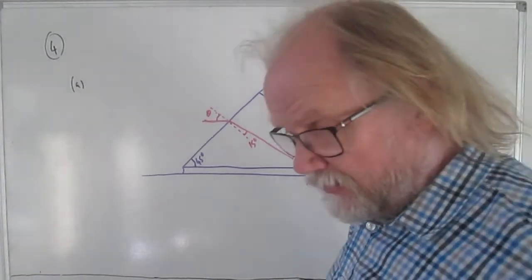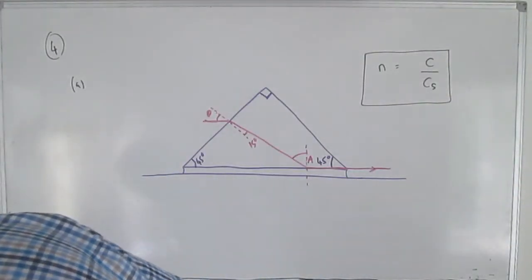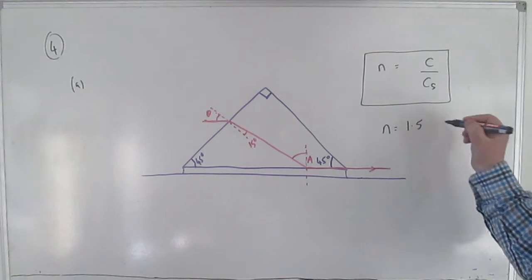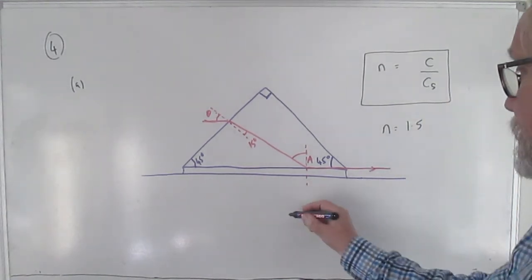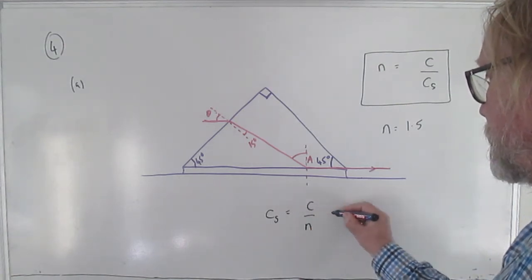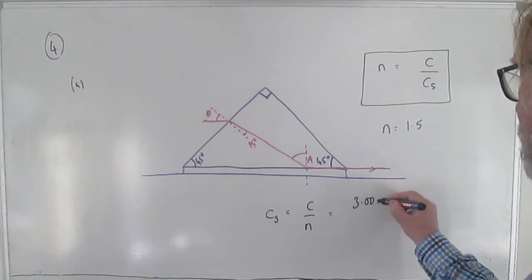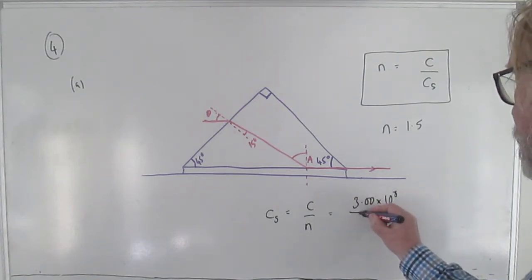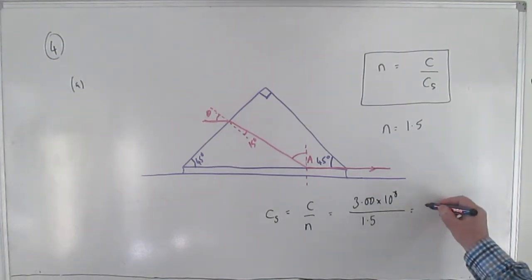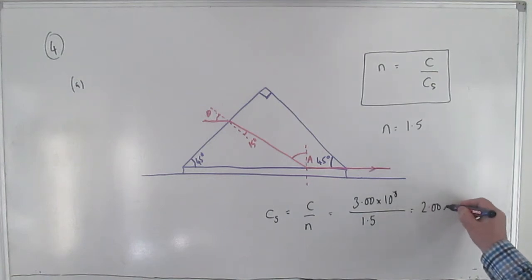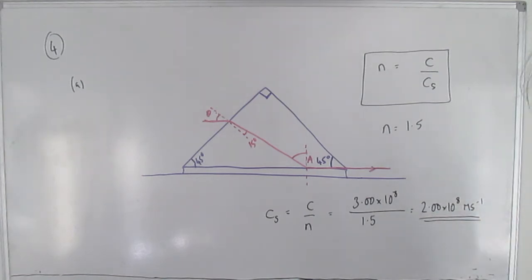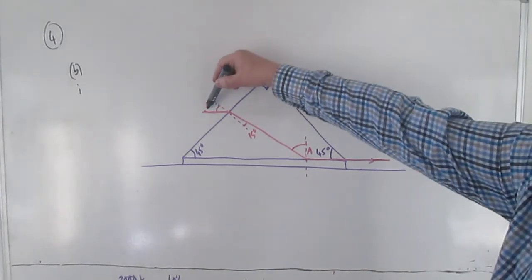Since it gives us the value for the refractive index in the question, n is equal to 1.5, so that makes it very easy because we can just rearrange that equation to get that c_s is equal to c over n, which is 3.00 times 10 to the 8, that's on your data sheet, remember, the speed of light in a vacuum, divided by 1.5, which is 2.00 times 10 to the 8 meters per second, is the answer.